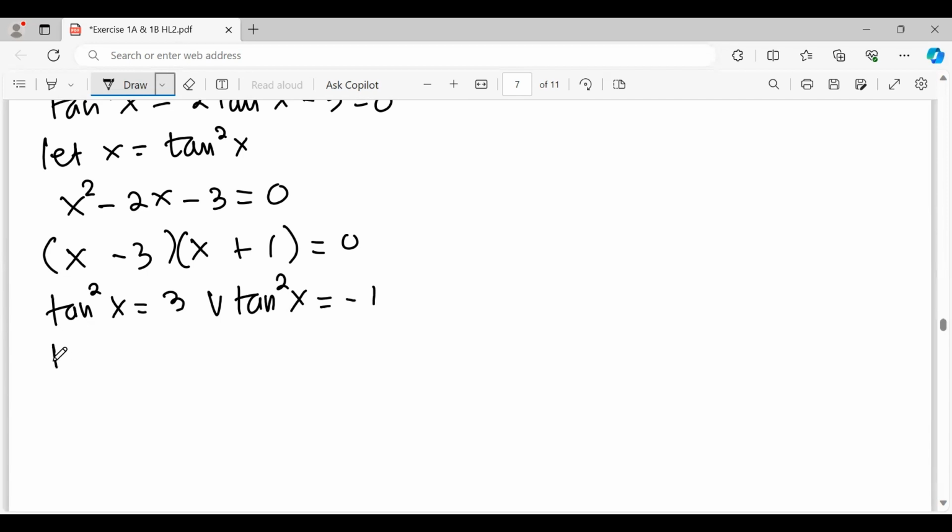This is tangent x plus minus root 3. Okay. This is tangent x equals root minus 1. So there is no solution because this is squared, it is root negative 1. So we are going to focus on this tangent. Tangent x equals positive negative root 3. So x equals pi third.